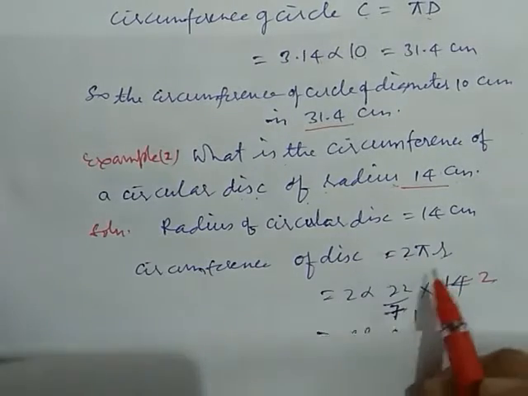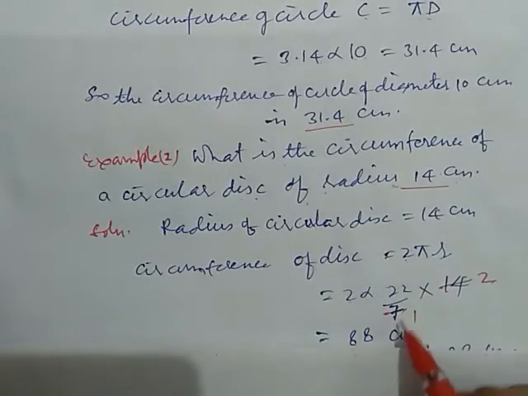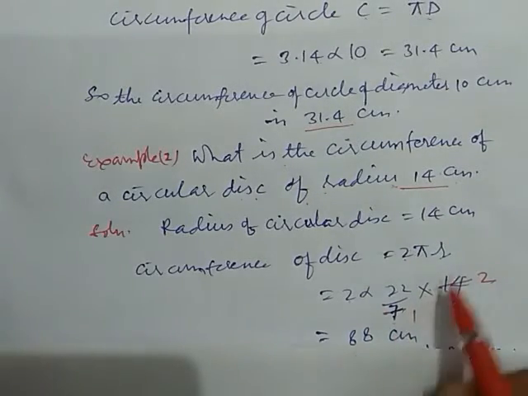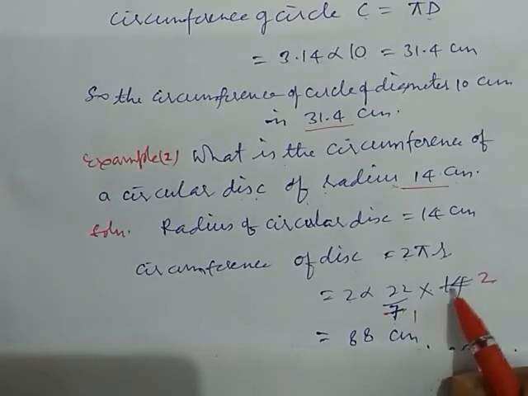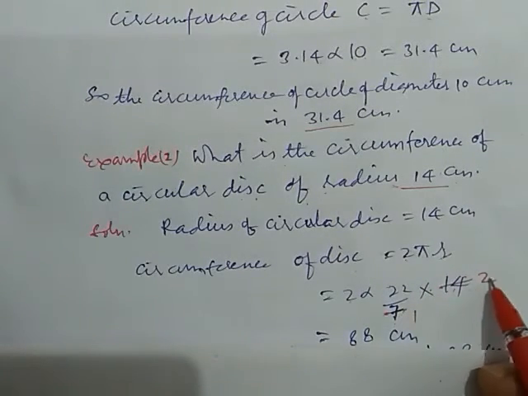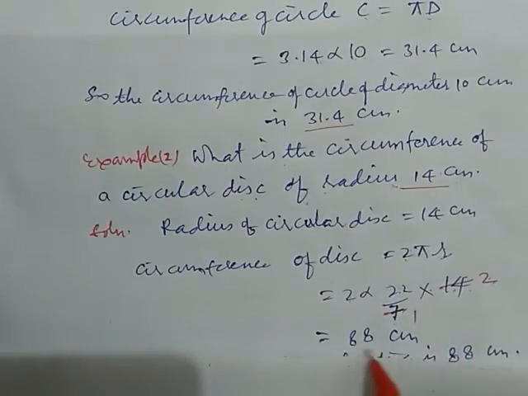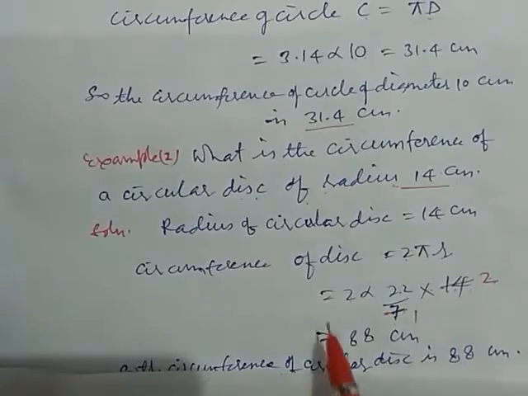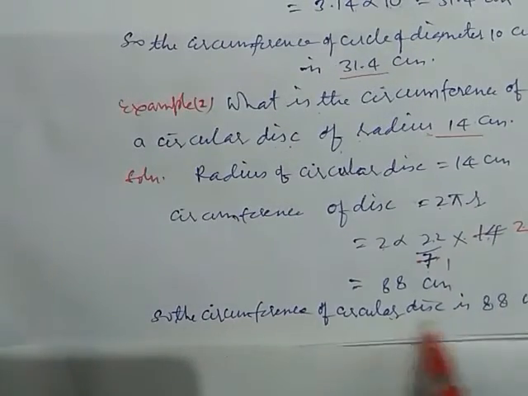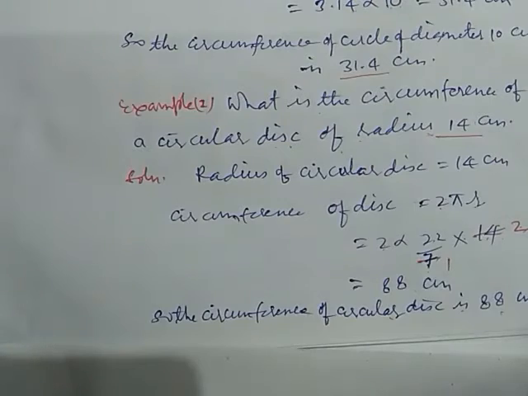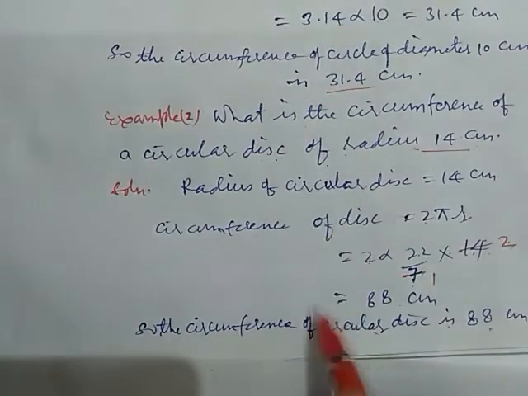Put in the values: 2, the value of pi is 22 by 7, into the value of r, which is 14. We multiply that. This 14 cancels out by 7, 2 times. So 2 into 22 into 2 gives 88 centimeter, which is the circumference of the disc. This way we calculate the circumference of a circle.